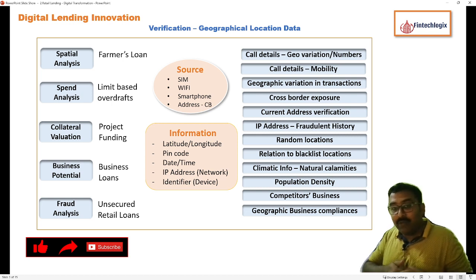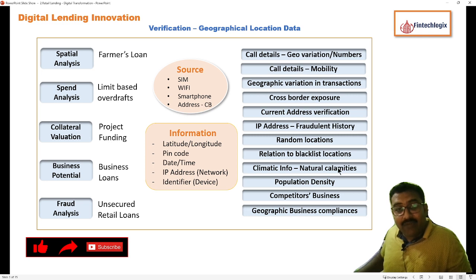From these random locations we can also derive relations to blacklist locations, whether he has been applying from or has been to any such location, or has even done transactions there. Now, climatic info, in case of any natural calamity. This is specifically used for collateral purposes, to see where all this is.